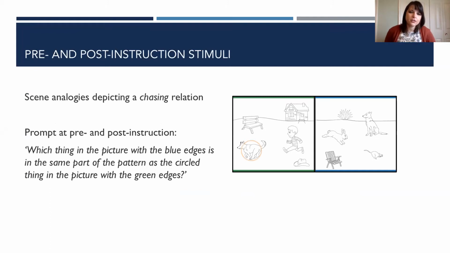At pre and post instruction, we asked children to solve scene analogies like this one, like you've seen previously, using the same prompt as I described earlier, where each trial included a pair of scenes presented simultaneously. Importantly, the scene from which they had to choose the answer had that featural match, something superficially similar to the circled prompted item, but not involved in that relation of interest, chasing here. So in this case, that would be the dog in the picture on the right, and then the correct choice would be the mouse.